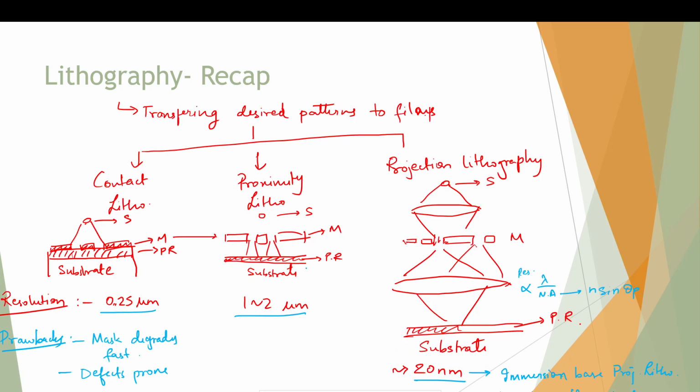Similarly, we have drawbacks even for proximity lithography. The most prominent drawback is that the resolution is diffraction limited. So in order to improve the resolution, we have to go to very low wavelengths, or increase the numerical aperture. And the drawback of projection lithography is just that it is very costly. Installation is very costly.